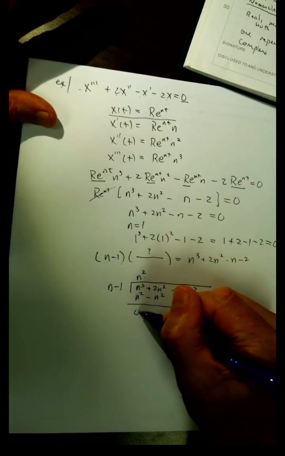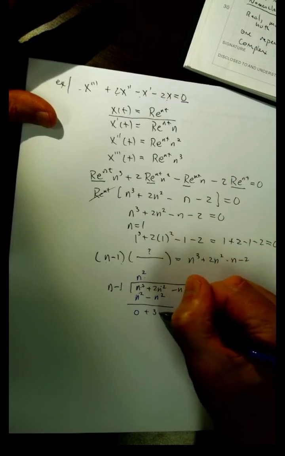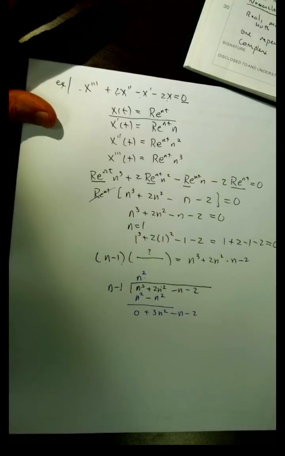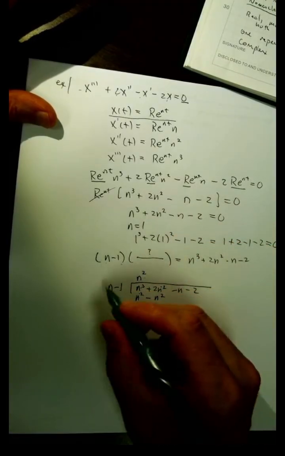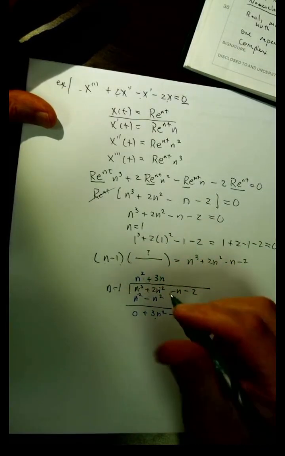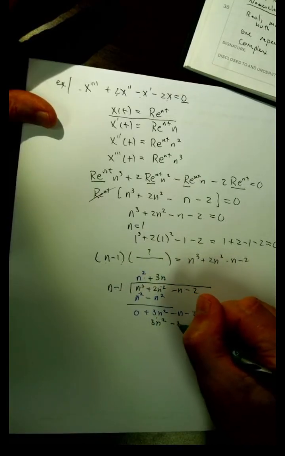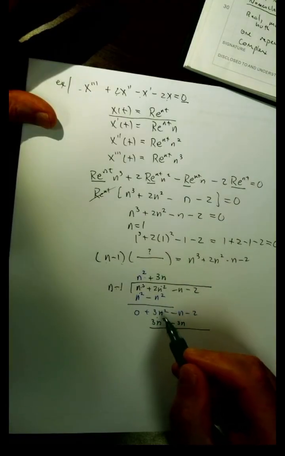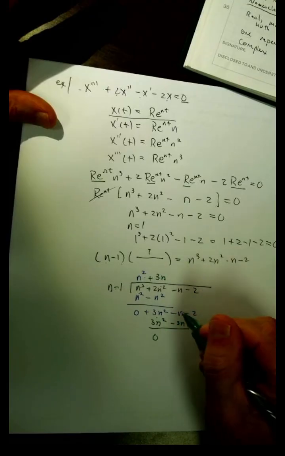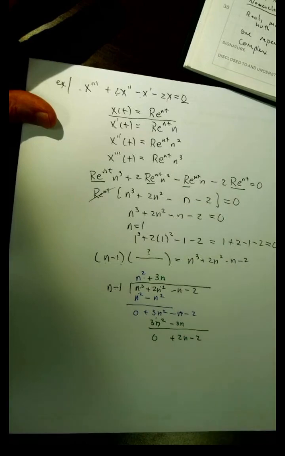N cubed minus n cubed is 0. 2n squared minus a minus n squared is plus 3n squared. And I'm just going to bring down the rest. What do I multiply n by to get 3n squared? It's 3n, because 3n times n is 3n squared. 3n times minus 1 is minus 3n. So 3n squared minus 3n squared is 0. Minus n minus a minus 3n is plus 2n.